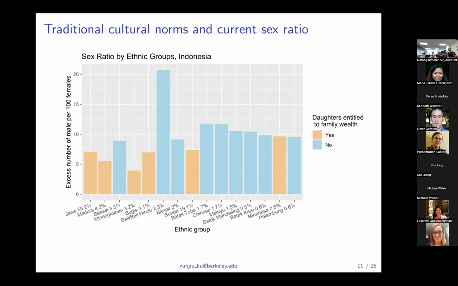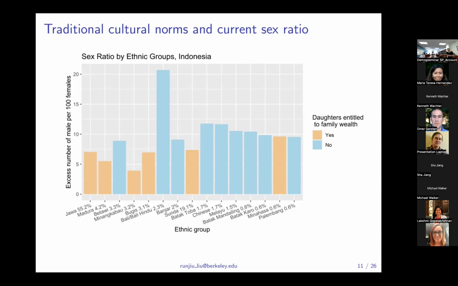However, we do see some ethnic groups, for example Bali Hindu, that have a very high sex ratio, close to 1.2, the crazy China level. Another takeaway is that there's a strong relationship between traditional cultural norms, inheritance law, and current-day sex ratio. Can you repeat or just tell us again what the inheritance law is?